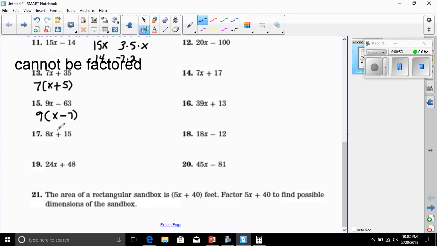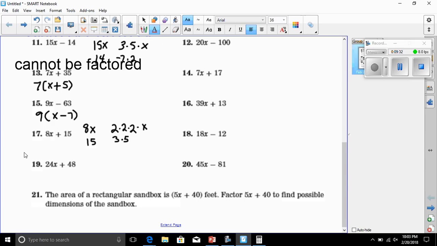All right, let's try 8x plus 15. Well, 8 doesn't go into 15, so I'm going to go ahead and factor these out. And we know that 8x comprises 2 times 2 times 2 times x. For those of you thinking 2 times 4, remember 4 is 2 times 2. Now we're going to take 15, and 15 is really just 3 times 5. And once again, there's nothing on the top and bottom that is going to match up. So I'll have to put cannot be factored.